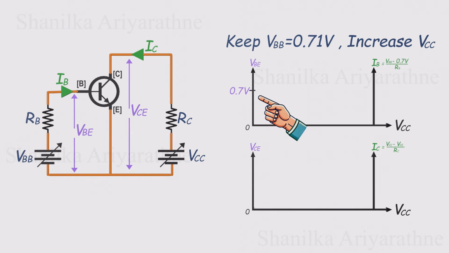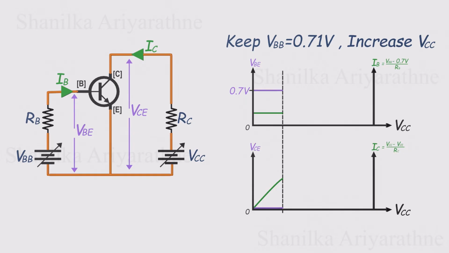IB, to flow. Since we know VBE is fixed at 0.7 volts and VBB is 0.71 volts, that leaves 0.01 volts across the base resistor. Using Ohm's law, we can calculate the value of IB from that. Now let's see what happens.